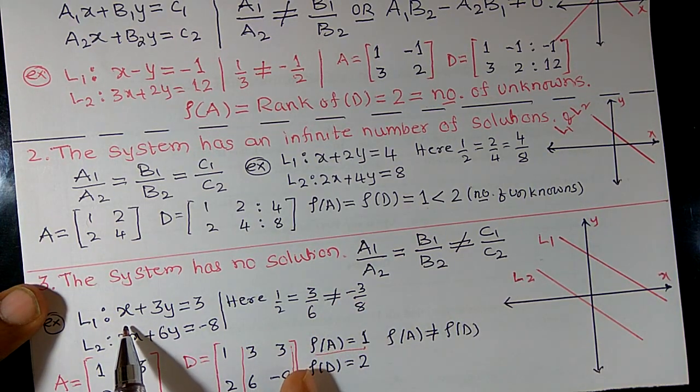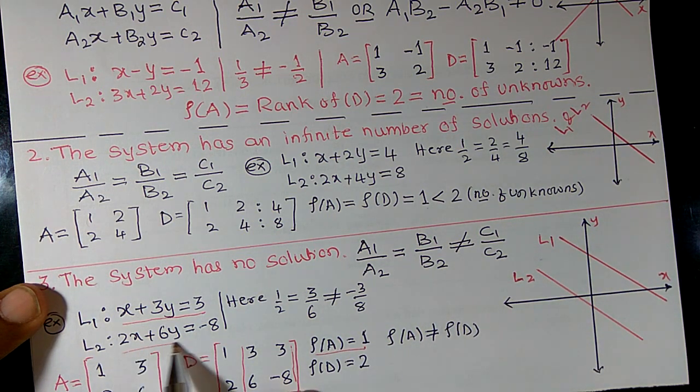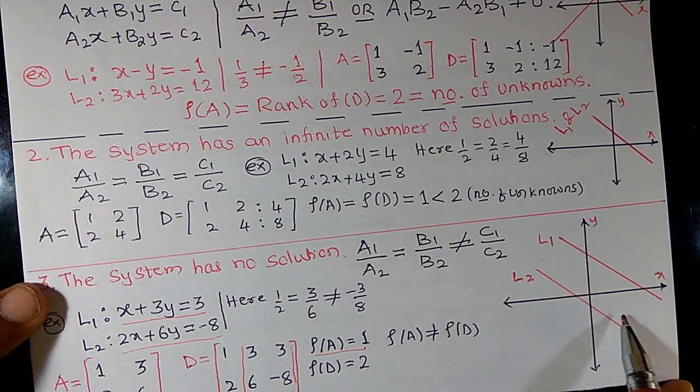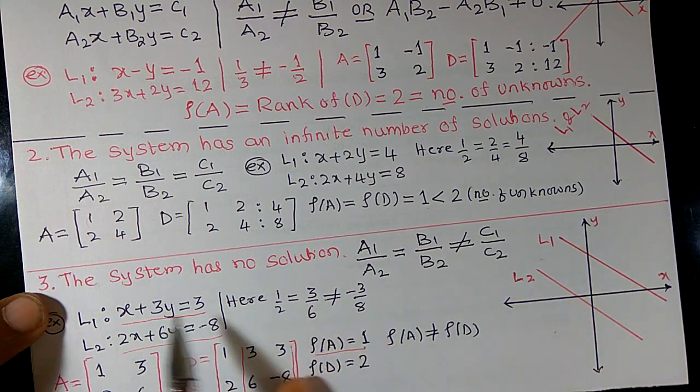Or geometrically, when you draw the graph of this equation, you will get a straight line. When you draw the graph of another line, say L2, you will get a straight line. You observe these two lines are parallel. So that's why you can say that the system has no solution.